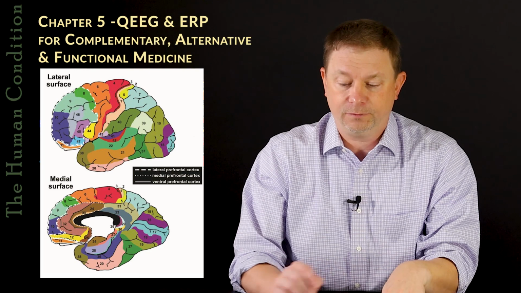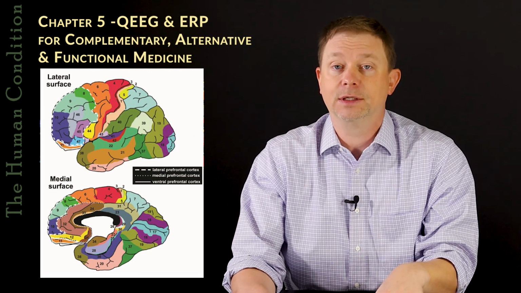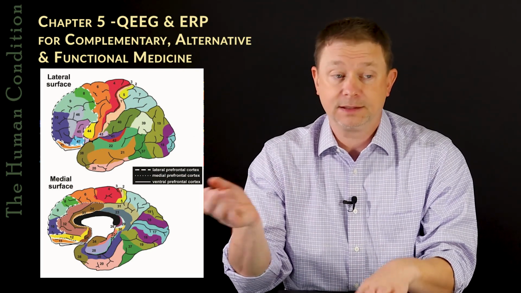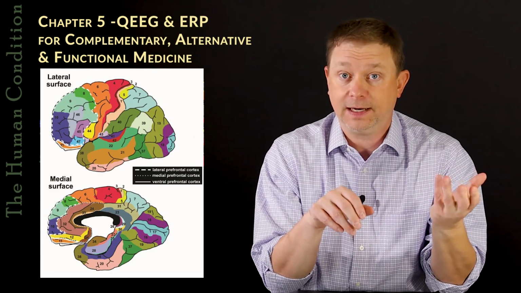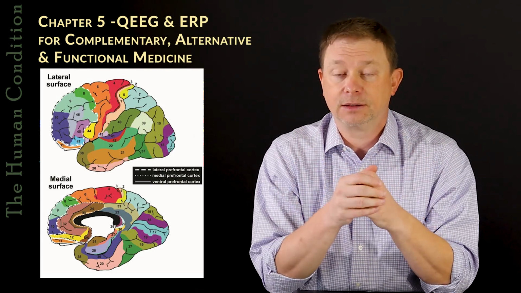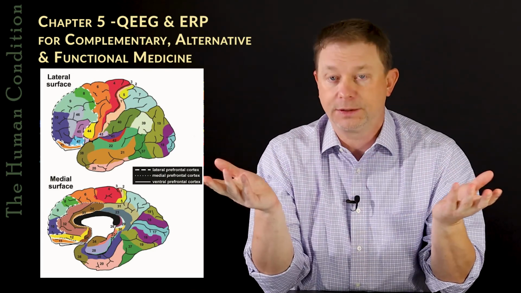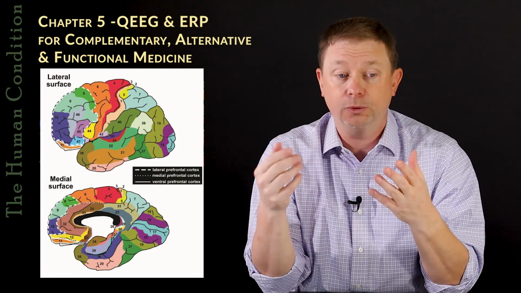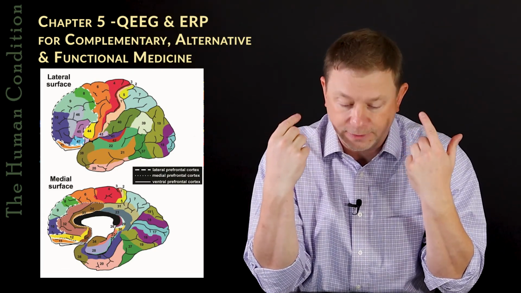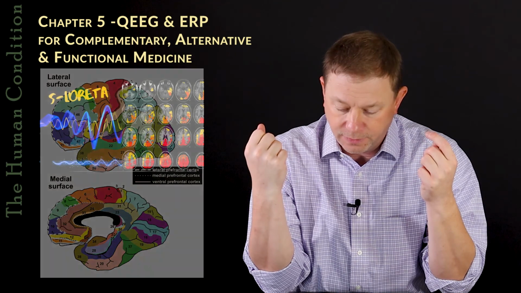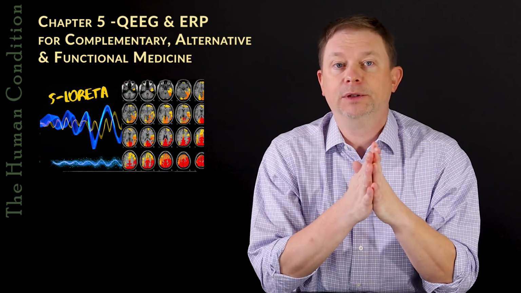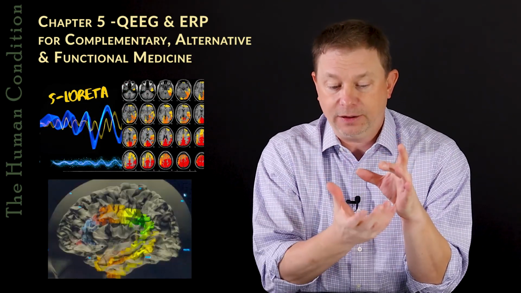Some of them perform very psychological tasks, and some of them perform more motor tasks. Some of them perform more sensory tasks. So there's a lot of different tasks that all these 50 plus Brodmann areas do, and they're on either side of the brain. So the s-LORETA is this measurement of deeper areas in the brain.